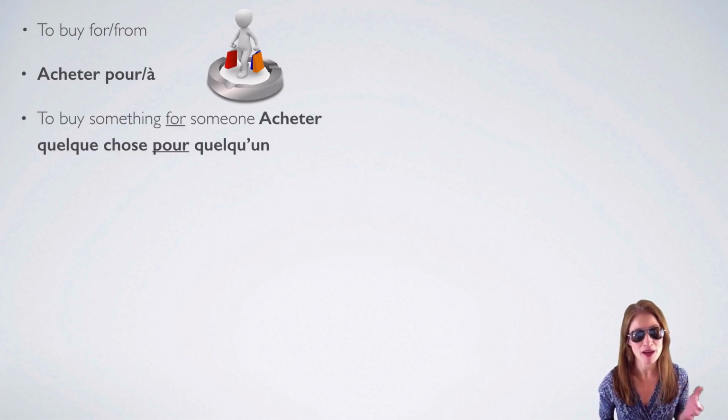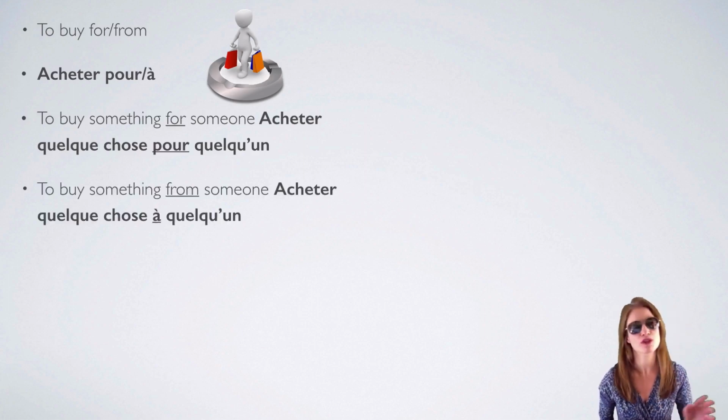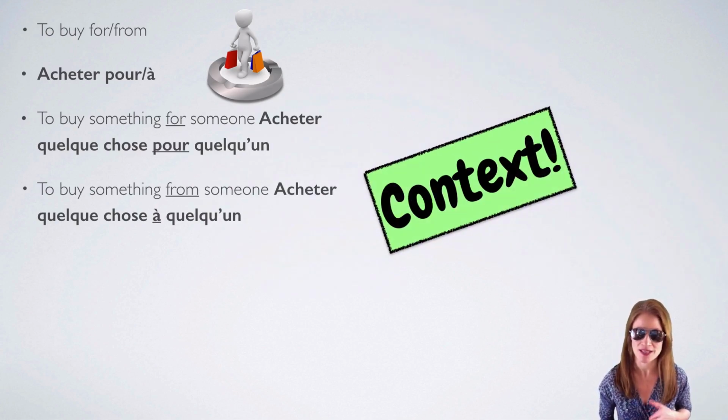What's to buy? We have acheter pour, to buy for. Or if you're buying from, it's not de. The French use à. Acheter à quelqu'un. So to buy something for someone, acheter quelque chose pour quelqu'un. But to buy something from someone is acheter quelque chose à quelqu'un. It's the context that would help you to know which.